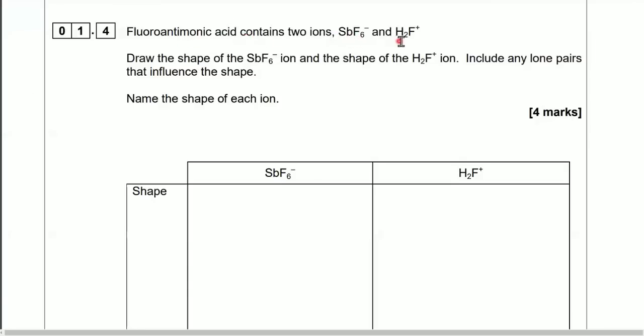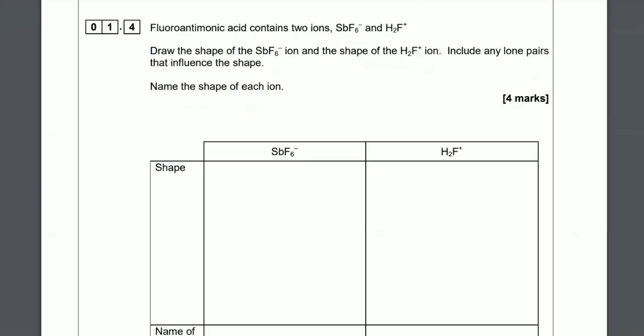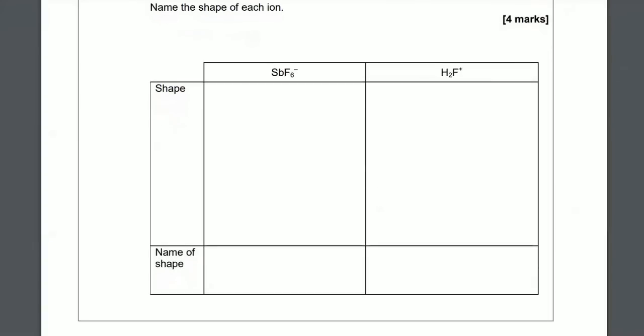Fluoroantimonic, that's a crazy name. Fluoroantimonic acid contains 2 ions, SbF6- and H2F+. Draw the shape of the SbF6- ion and the shape of the H2F+ ion. Name the shape of each ion. So this is worth 4 marks.